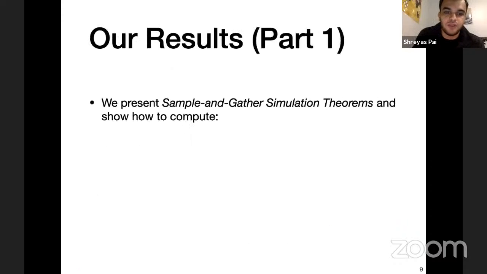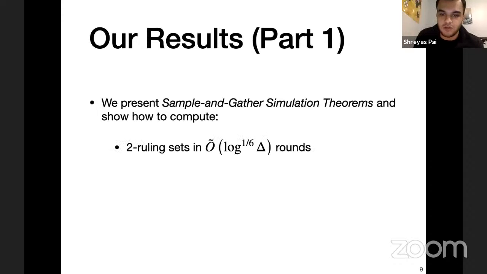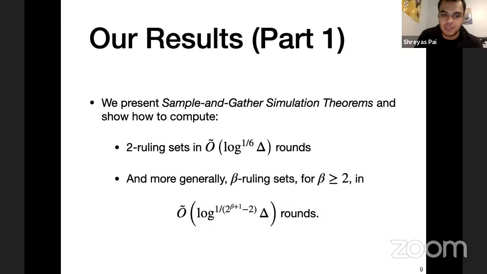So the way we do this is by presenting sample and gather simulation theorems. And these general simulation theorems show us how to compute two ruling sets in log delta raised to 1/6 rounds, and more generally, beta ruling sets in log delta raised to some exponent, which is exponential in beta.